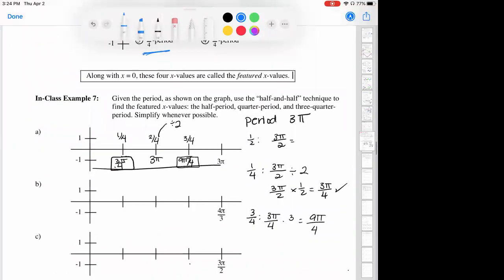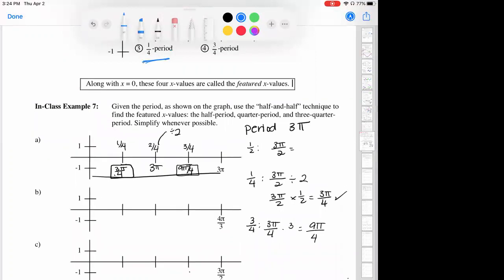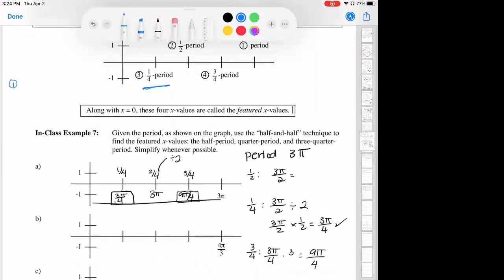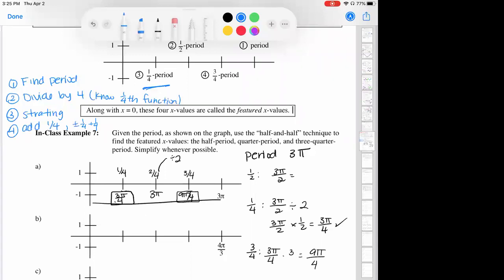Now, another way you can think about it, and this is how I do it, is you want to first find the period, divide by four, and then you use your starting point, whatever interval you're working with. And then from there, you just add 1/4 of it each time, and continue adding just 1/4 of the period. Since you divide it by four, you know 1/4 of your function. But you can do it whichever way you'd like.